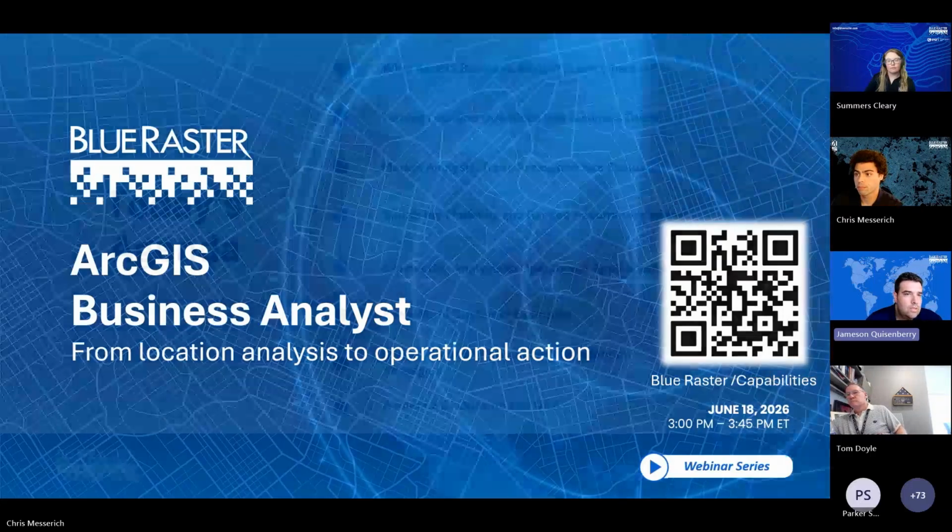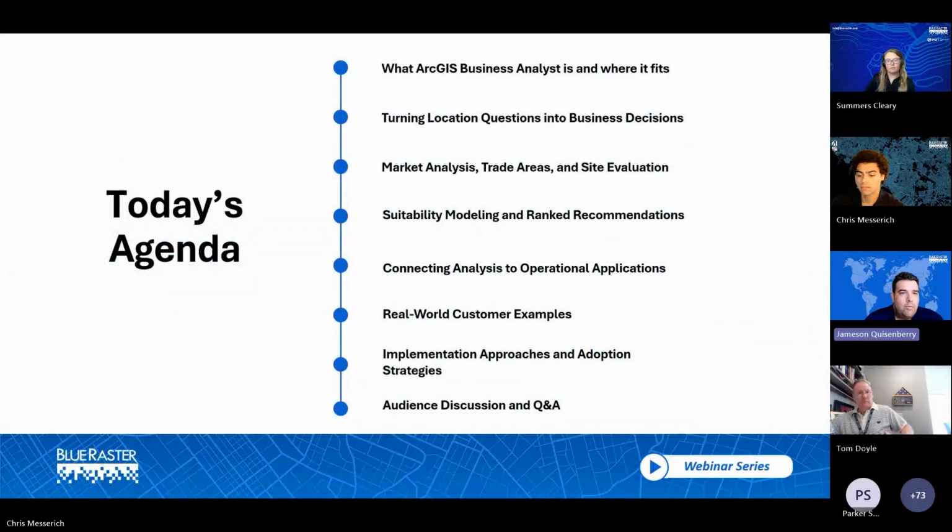So we're going to move on to slide 2. Before we jump into some of those demos, I want to do a quick look at what we're going to cover today. We'll start with a brief overview of Business Analyst and where that fits within your organization's decision-making processes. Then we'll talk about how organizations are using location intelligence to move from a business question to a recommendation that they can actually act on.